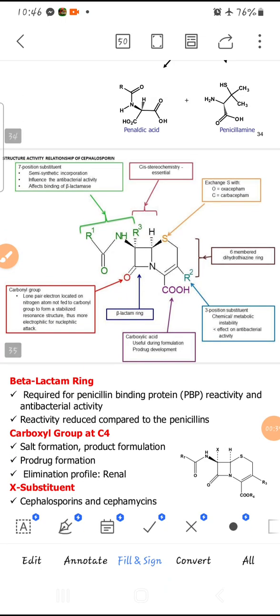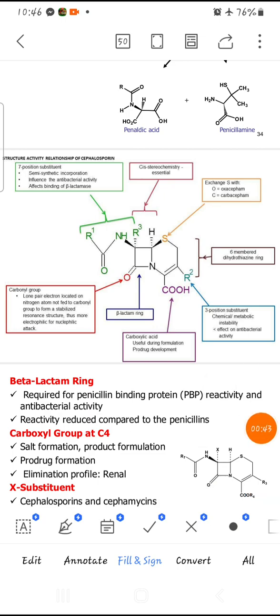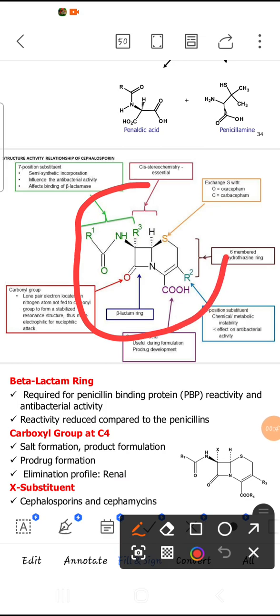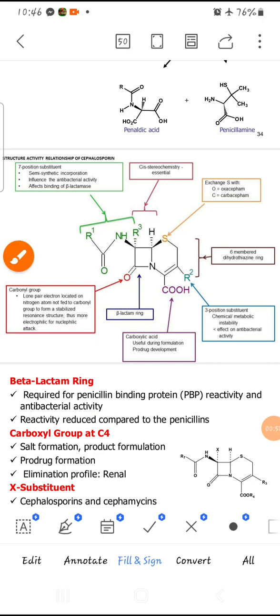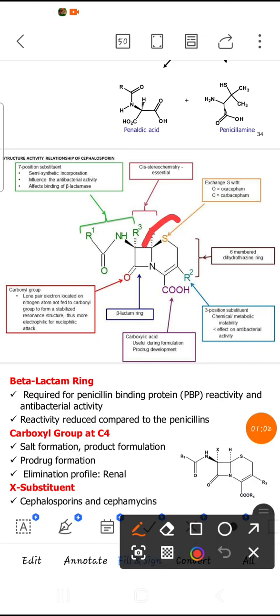Let's see the structure-activity relationship of cephalosporins. This is the general structure of cephalosporin. Unlike penicillin, cephalosporins have a 6-membered dihydrothiazine ring. This is the 6-membered dihydrothiazine ring.